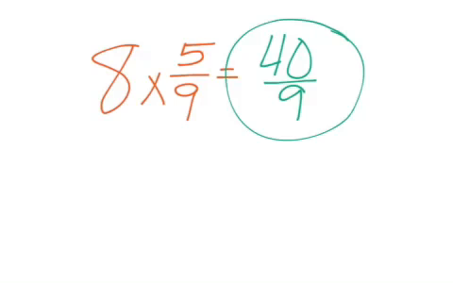That's all there is to 8.3, multiplying a whole number times a fraction. Stay tuned for 8.4 when we multiply whole numbers times mixed numbers.